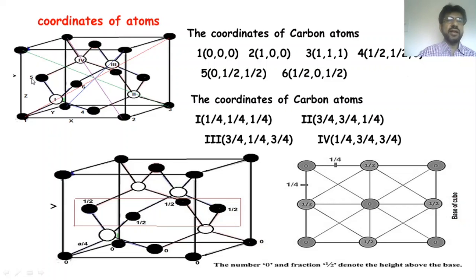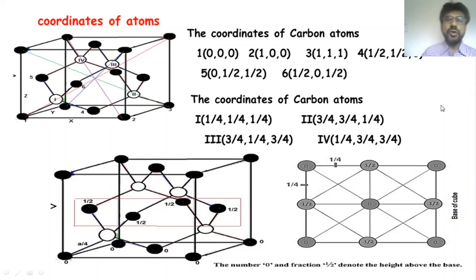Now the fifth coordinate is present in the yz plane, so its x coordinate is 0, and its xyz coordinates are 0, 1/2, 1/2. Similarly the sixth coordinate is present in the xz plane, so its y coordinate is 0 and the xyz coordinates become 1/2, 0 and 1/2.